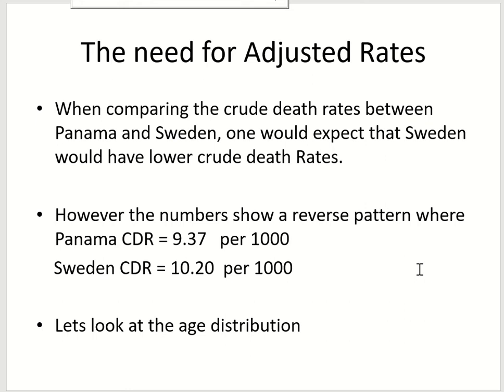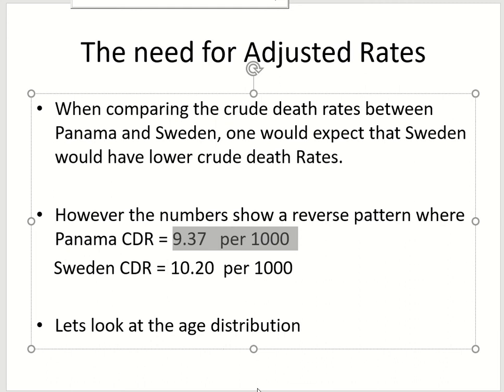Now, here's what happened. If you calculate the crude death rate of Panama, you will find it to be 9.3 per thousand, versus if you calculate that of Sweden, you will find it to be 10.2 per thousand. So if you stop here, you would say, well, there are more people dying in Sweden per thousand versus in Panama. So that makes you think maybe Panama has a better health system, which is not true. Sweden has a better health system.